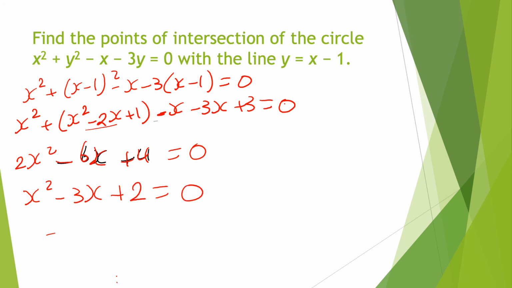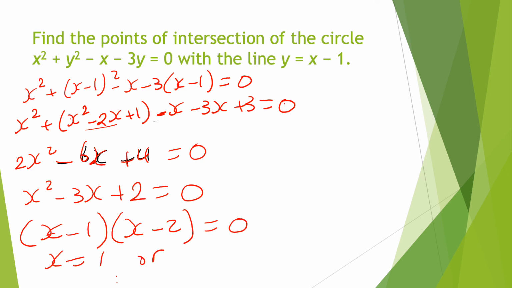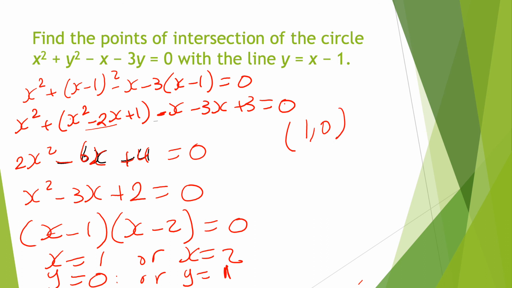And now you can factorize it. (x minus 1) and (x minus 2). So it's either x equals 1 or x equals 2. That means for y, substitute the x in here: y is equal to 0 when x equals 1, or y is equal to 1 when x equals 2. So the two points of intersection are (1, 0) and (2, 1). Those are the two points of intersection.